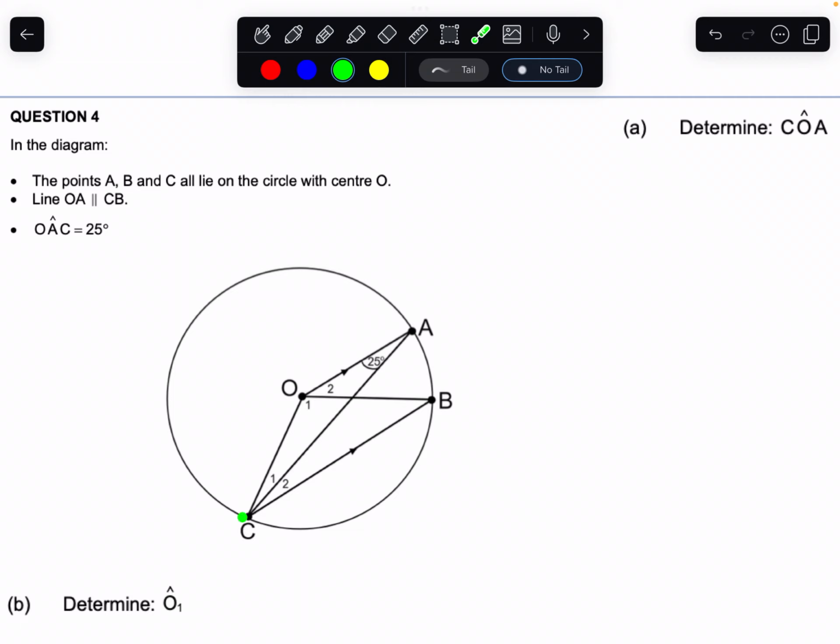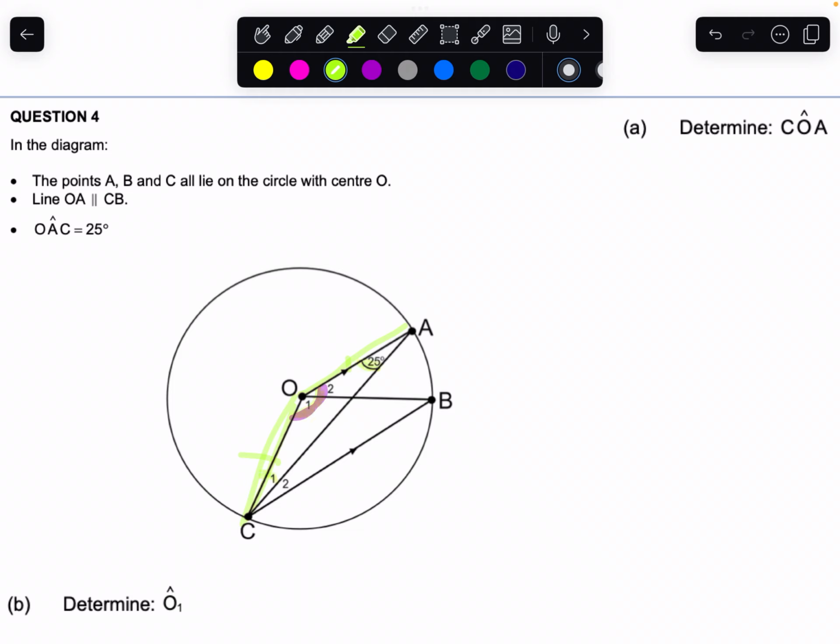So COA, just that one. Okay, what stands out to me immediately about COA is that it is an isosceles triangle because OA and OC are radii, which means they are equal in length, and we have this angle, so that means we have this angle because of the isosceles triangle, which can help us then work out that angle.